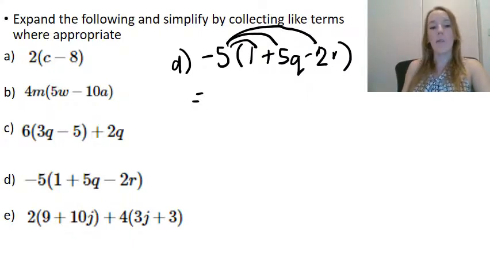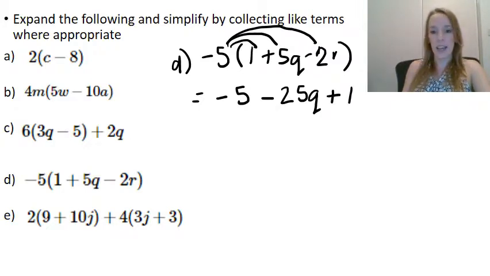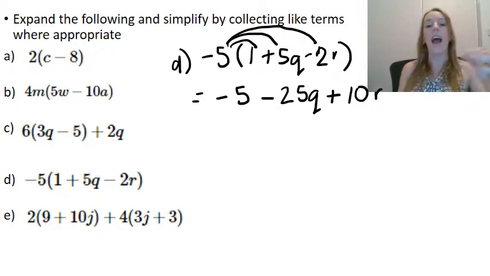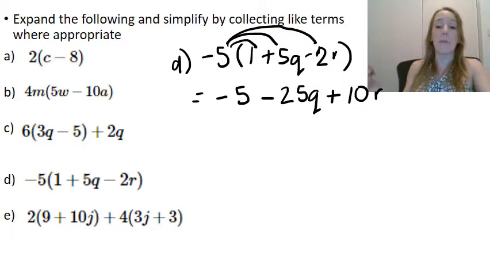So -5 times 1 is going to give us -5. So -5 times positive 5q, a negative times a positive is going to give us a negative. So 5 times 5 is 25q. And then we've got -2r, and negative times a negative is a positive. So 5 times 2 is 10, so positive 10r. And that will be our answer there. We can't simplify that further because we don't have any more like terms. So we just leave it as it is.